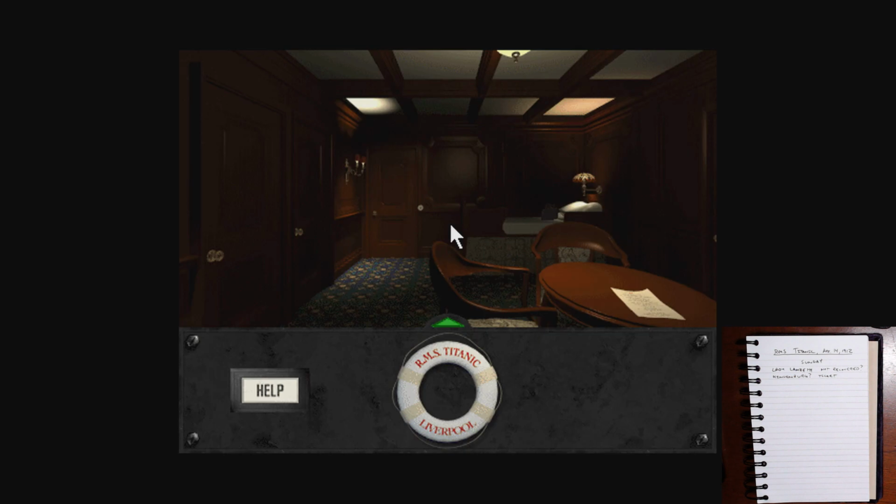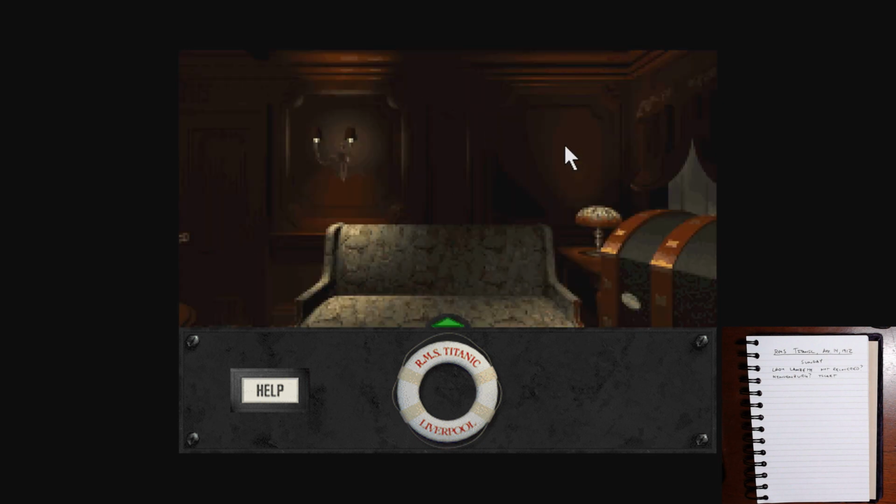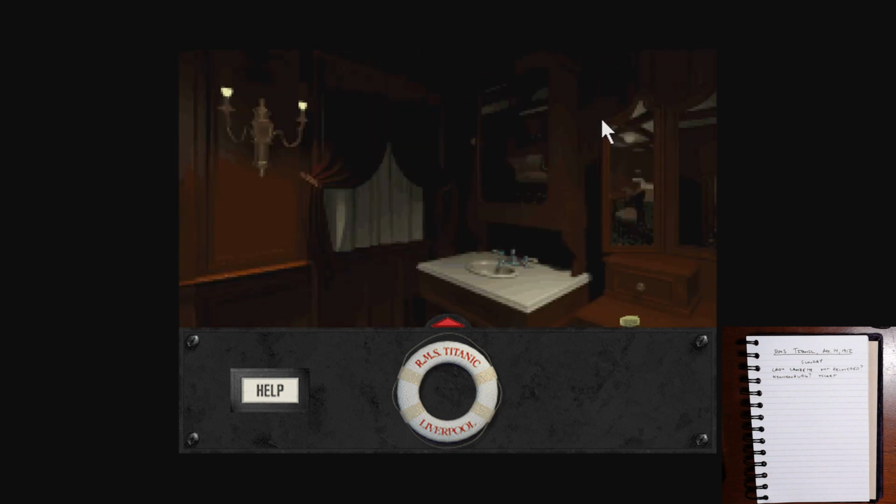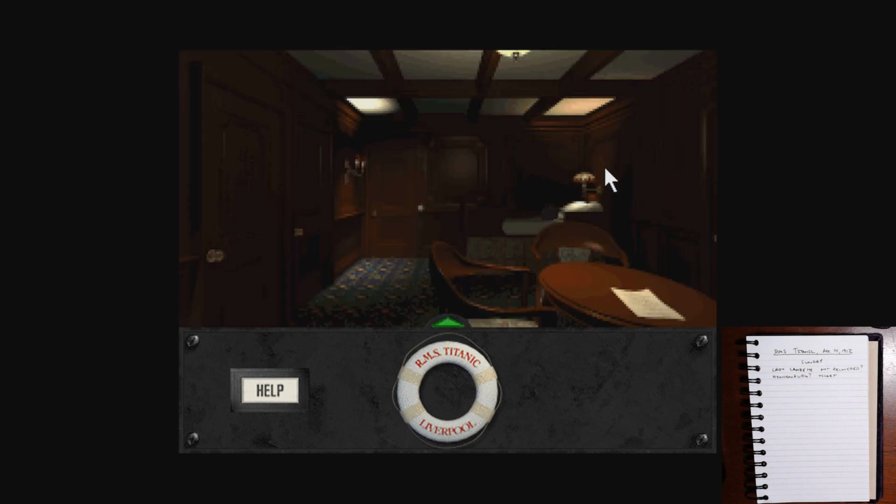9:30 p.m. on board the RMS Titanic. Okay, I'm in my very stately quarters with my beautiful steamer trunk and this rich wooden wall paneling. This is a really nice room.